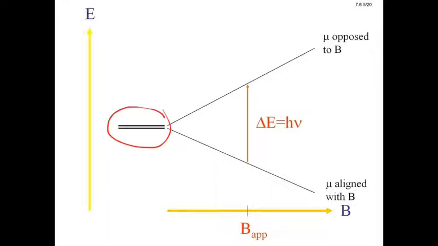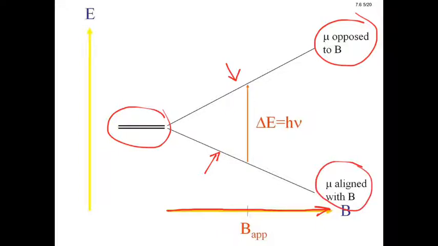But then, as you apply an increasingly higher externally applied magnetic field, the energy between the spin up state and the spin down state gets more and more different between the two of them, okay? And by the way, this mu thing, that's basically saying the spin state, is opposed to the magnetic field, and this spin state here is aligned with the magnetic field.